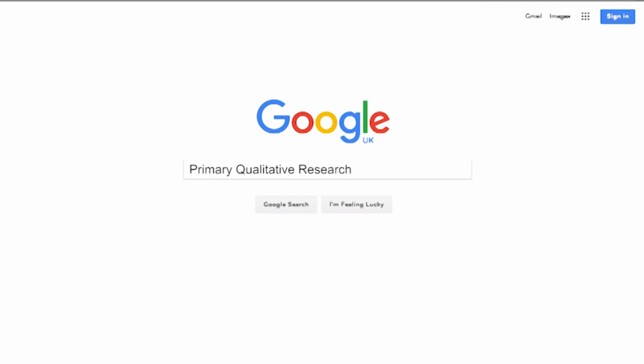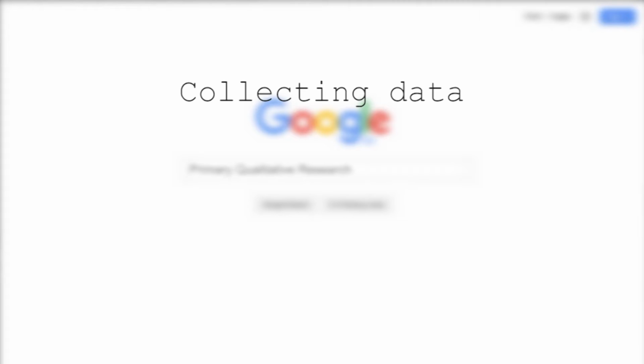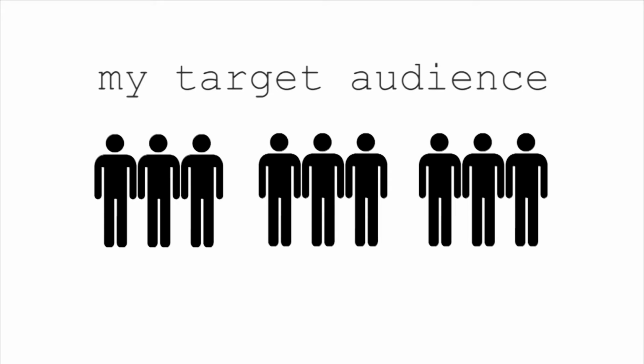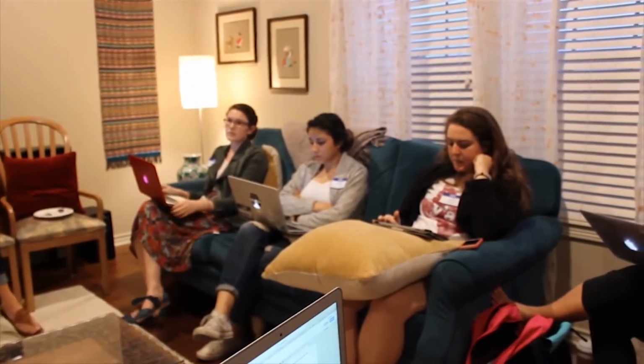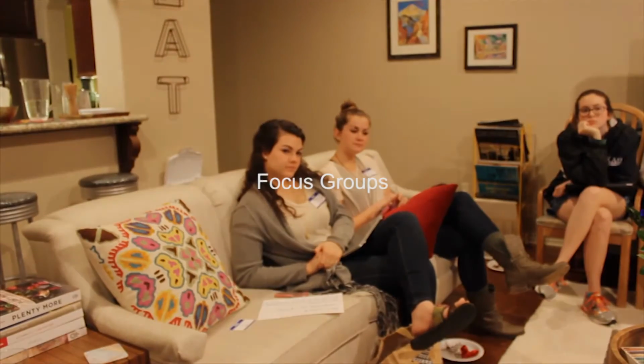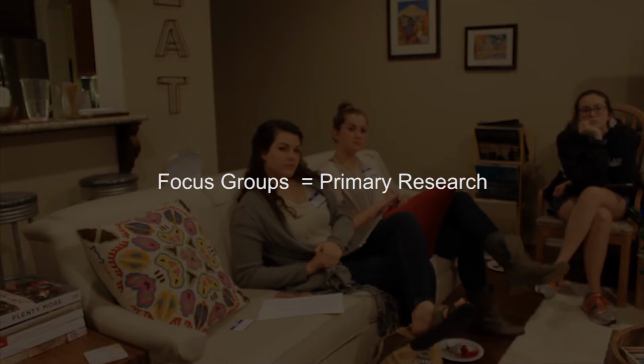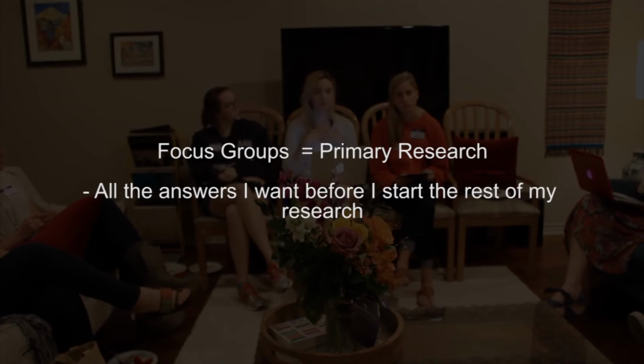Primary qualitative research involves collecting data, for example, research subjects or experiments. This allowed me to gather a better image of my target audience and what I could use within the video. Focus groups are small groups with roughly between 6 and 8 people in them. I aimed to do a total of 3 focus groups, as I would then have enough information to analyse and work with. Focus groups are part of my primary research, which means that it should have all the answers that I want first before I start the rest of my research.